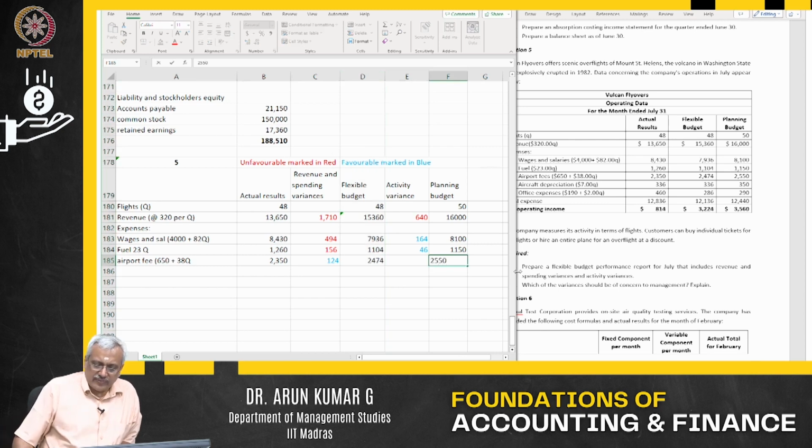So in this case, it is 2550. Of course, this is also going to be favorable for you. So this is also going to be favorable. So what happens in this particular case is this $76 is basically favorable for you.